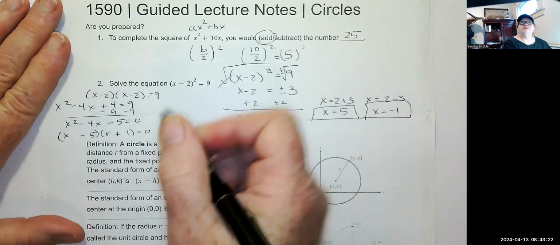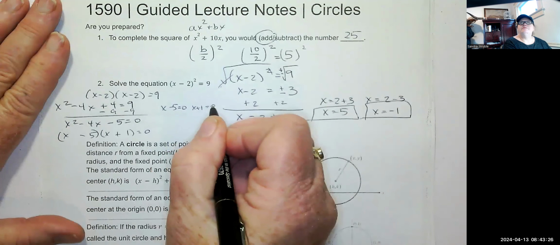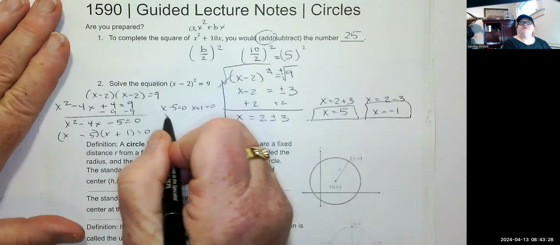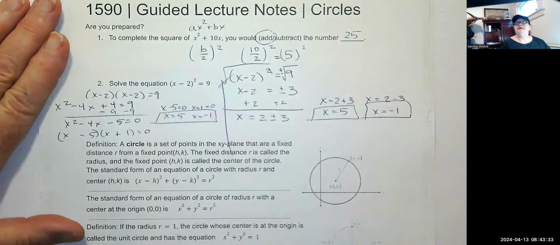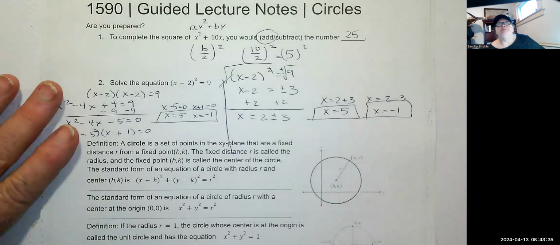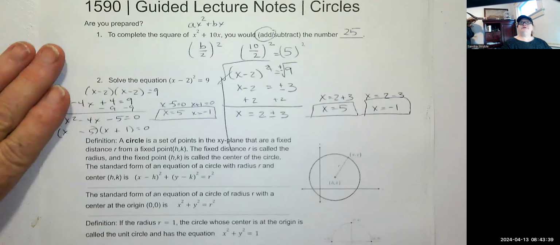Set each of these equal to 0. x minus 5 equal to 0, and x plus 1 equal to 0. And then just solve for x. x equals 5, x equals negative 1. Notice we got the same answer. There's always at least 2 ways to do something in math, okay? Or to at least think through it. So let's go to the next part.